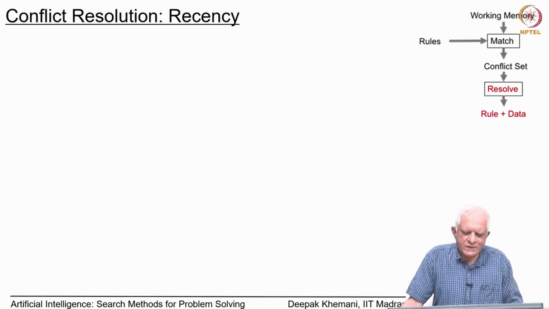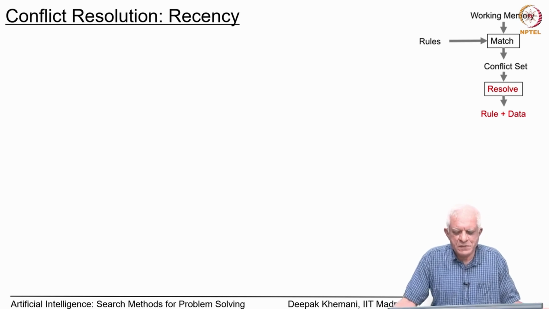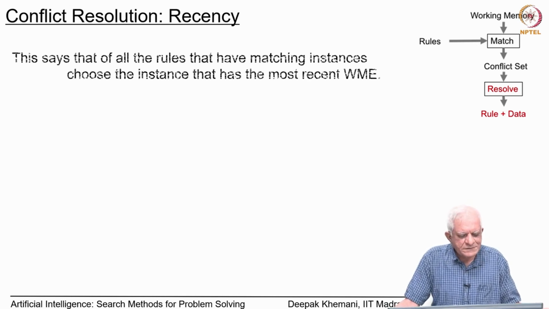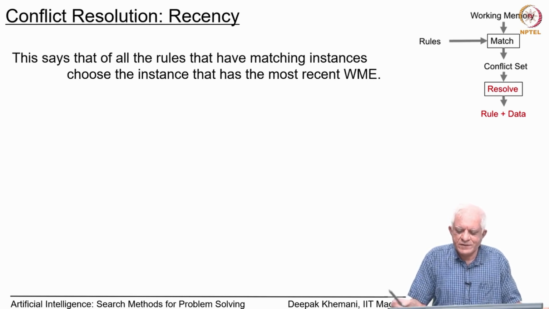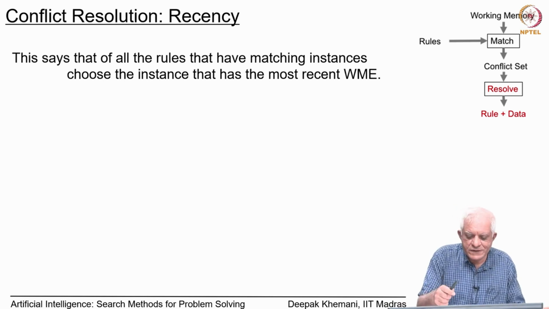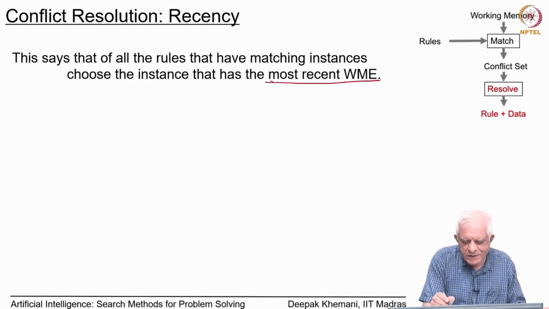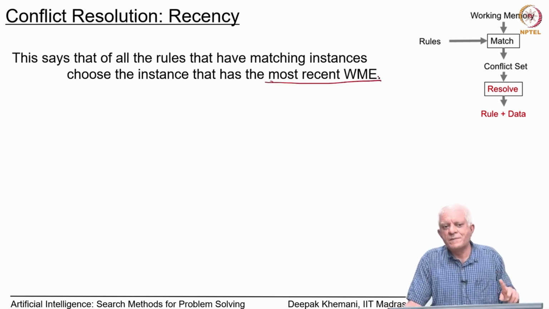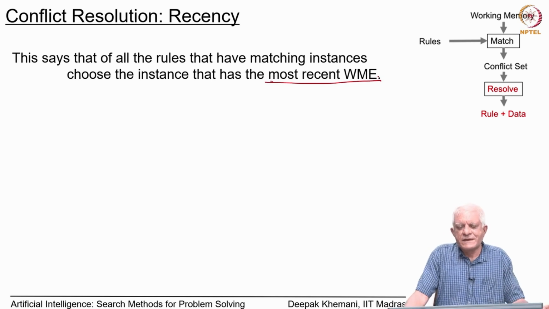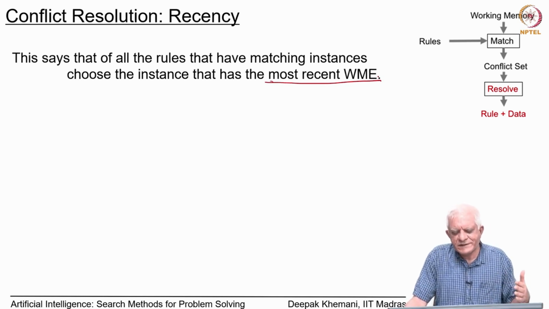One more strategy that we will look at is called recency. It says there are all the rules that have matching instances, choose that instance that has the most recent working memory element. This is not looking at the rule, this is looking at the data. It is saying that a rule which matches the latest data is the one that you should select essentially.